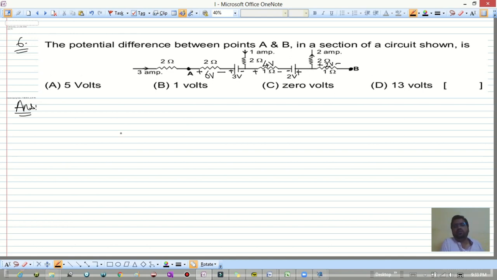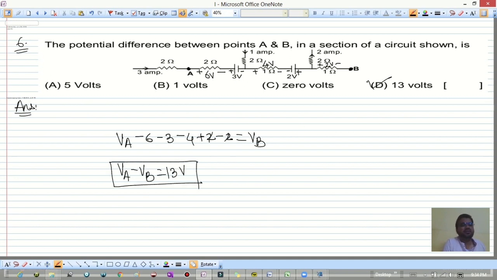So from A go towards B, so it will be VA minus 6 minus 3 minus 4 plus 2 minus 2 is equal to VB. So VA minus VB is equal to, this is 9, 13, 2 get cancelled, 13 volts. So the potential difference we have is 13 volts.